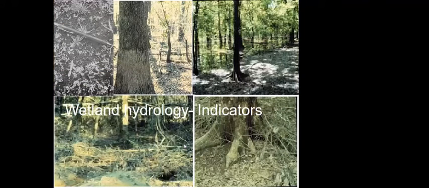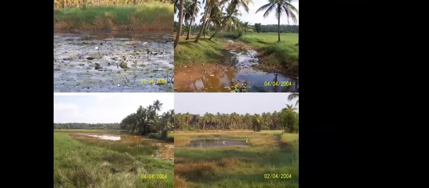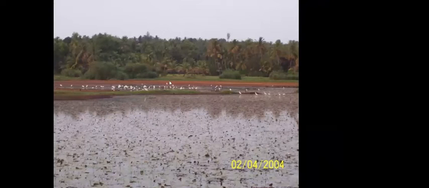So for wetland hydrological indicators, you can see some of the watermarks here. These watermarks are there for months, because when this land is inundated for a longer period, the watermarks are readily visible on the trees. And these are the wetland indicators. Here, in the dry period, you can see the ecosystem. This is one of the beautiful photographs. It is just behind the KREC campus, that is presently the National Institute of Technology, Karnataka, Surathkal campus.